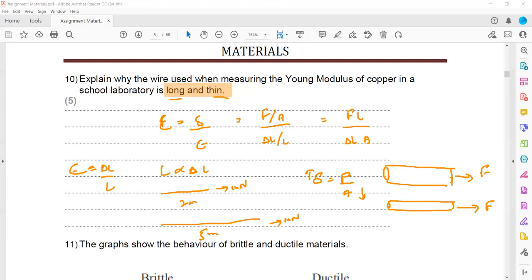Yes, sir. But how did you multiply this F multiplied by L divided by delta L into A? How did you simplify this?